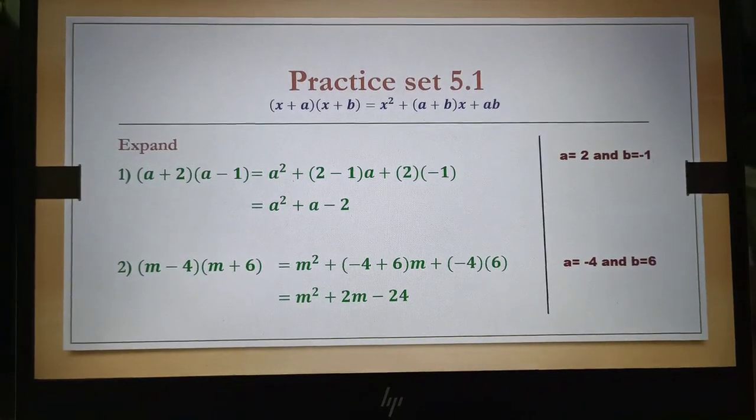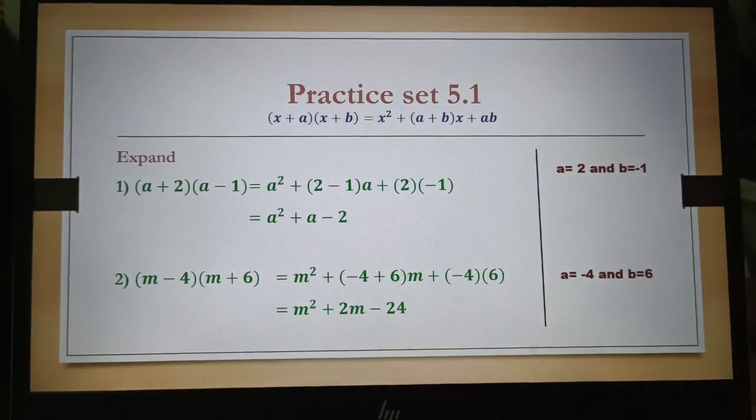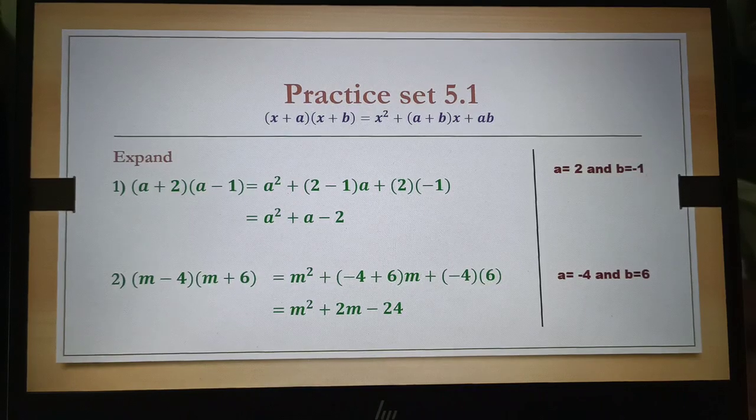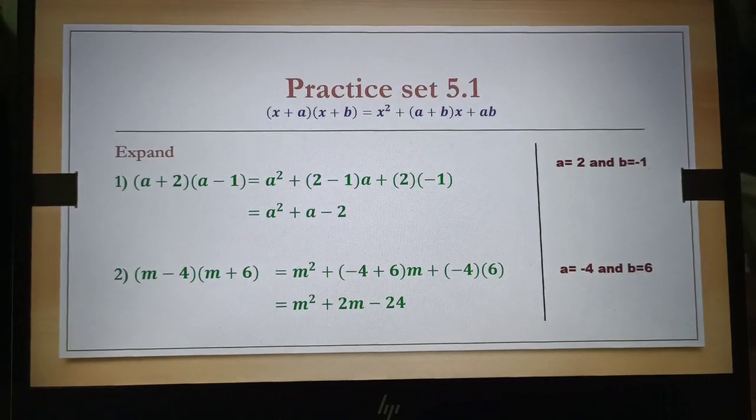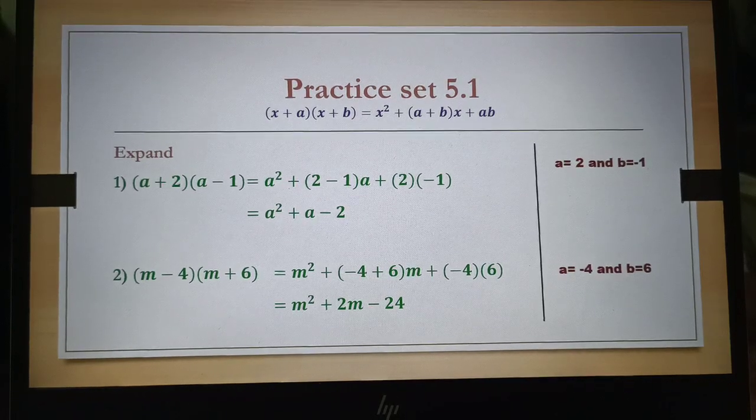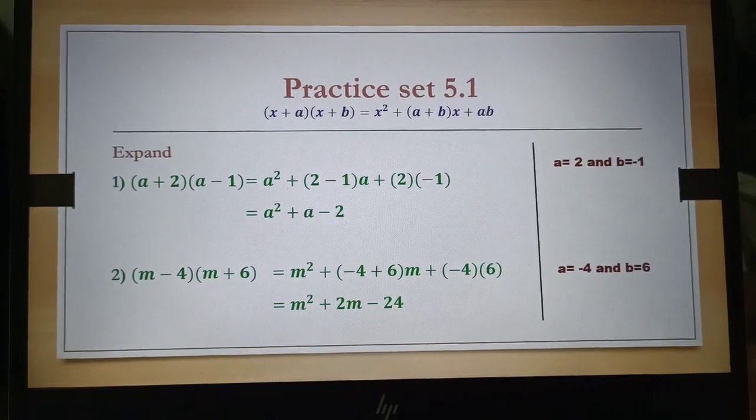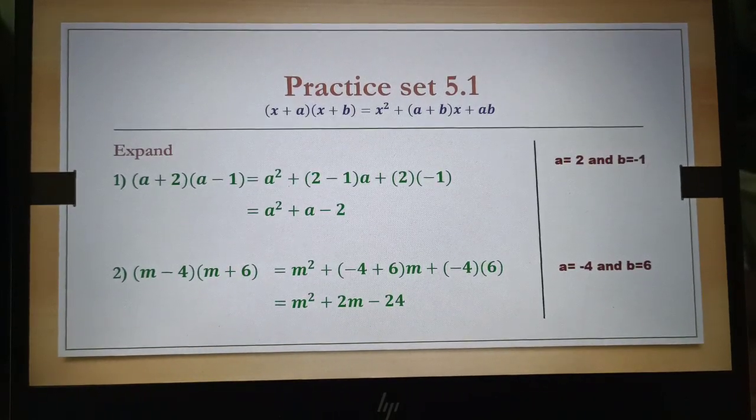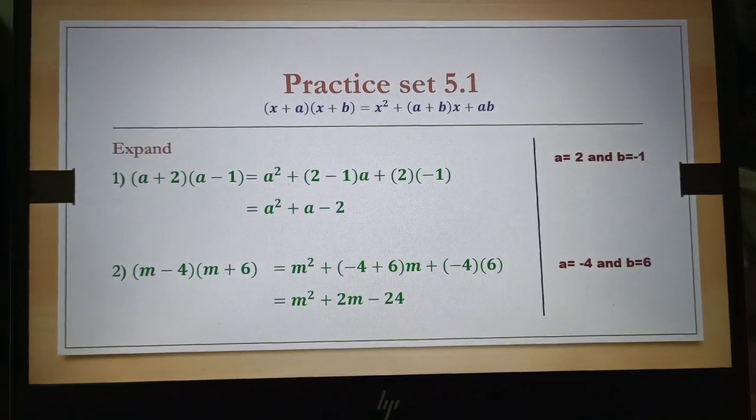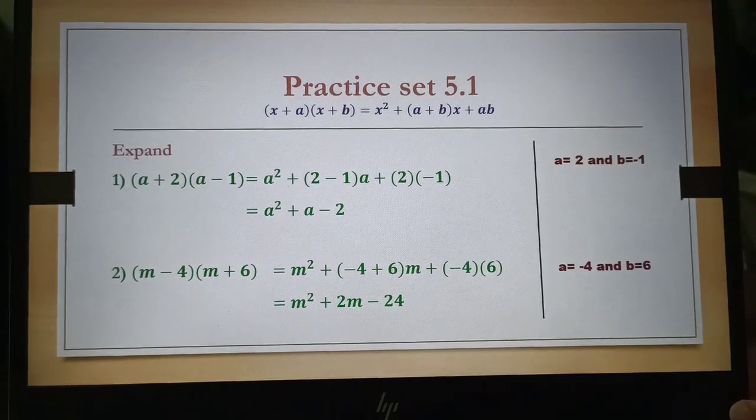The next one, come to the third term, minus 4 into 6. Minus 4 into 6 means first multiply the numbers. 4 sixes are 24. And next we have to multiply the signs. One is positive and another is negative. When we multiply like this, we should write only the minus sign. That is minus 24. At last we get the answer m square plus 2m minus 24.